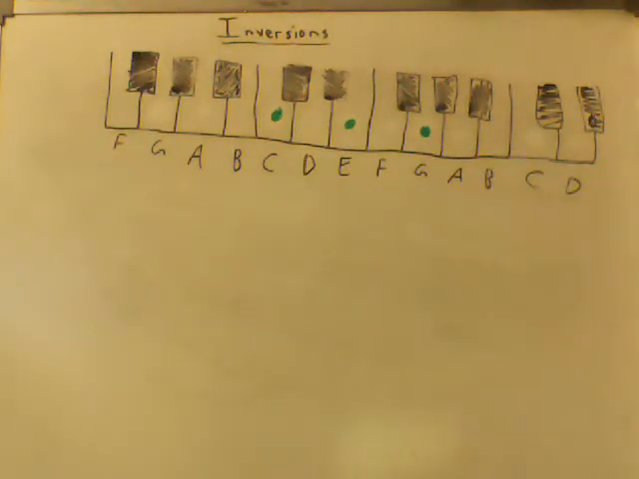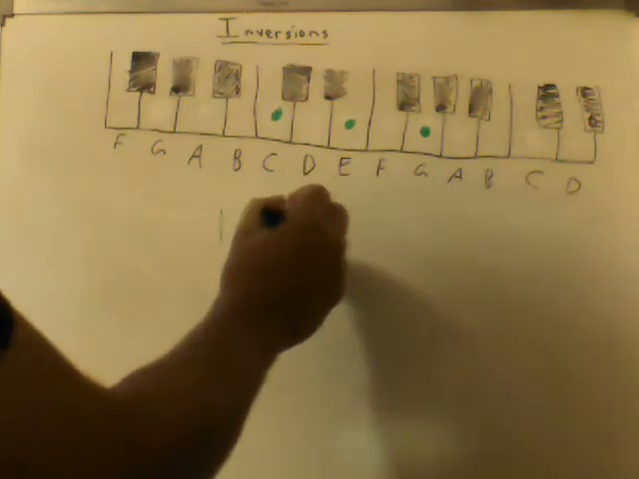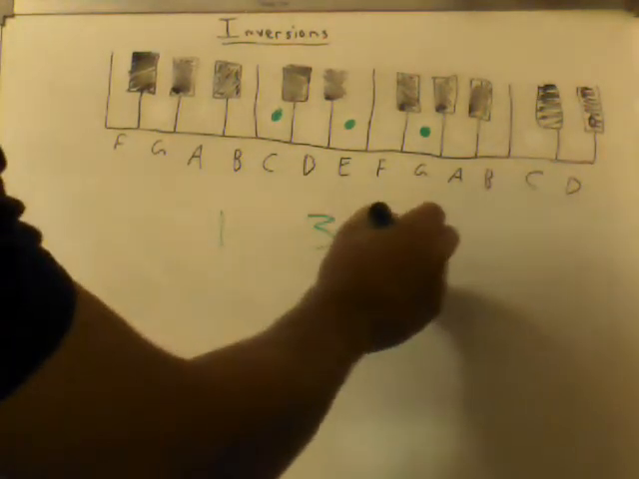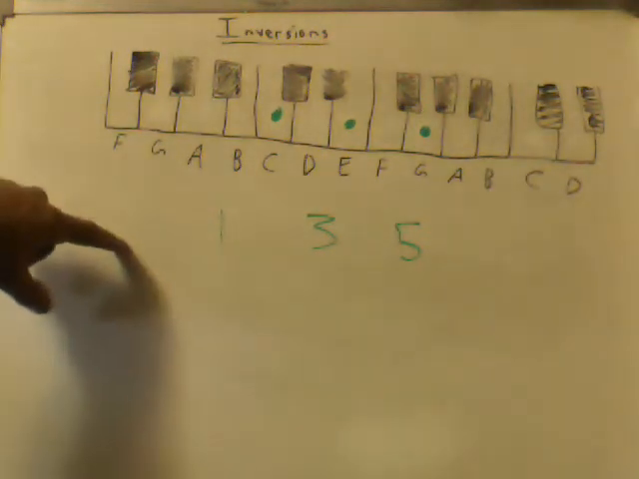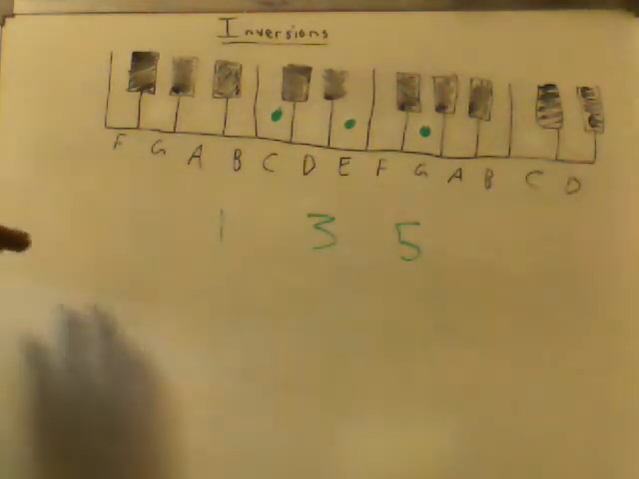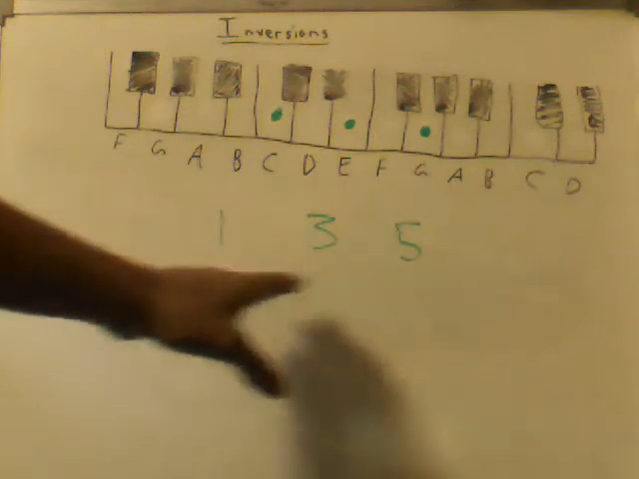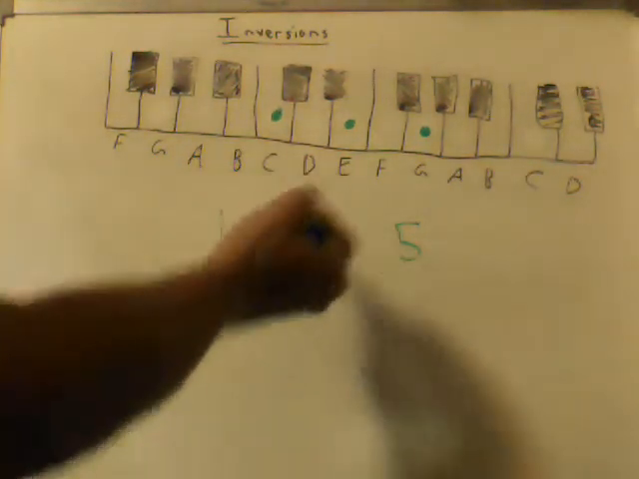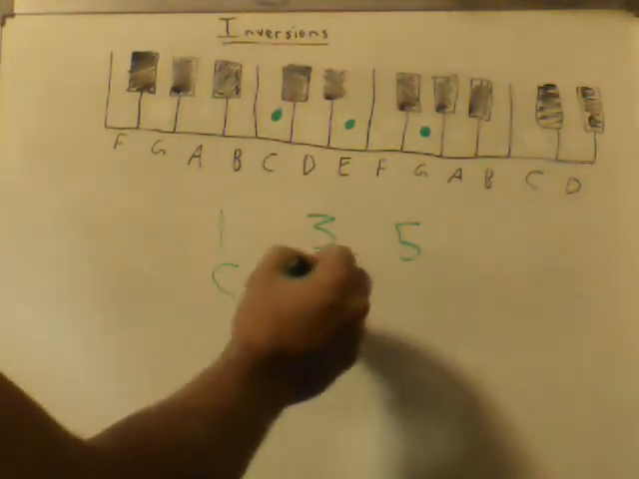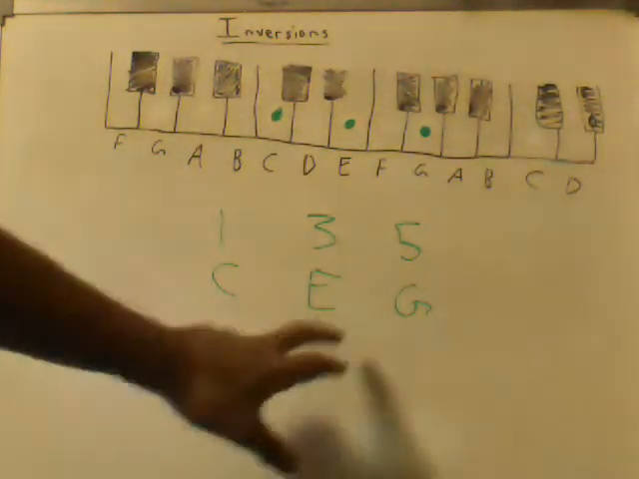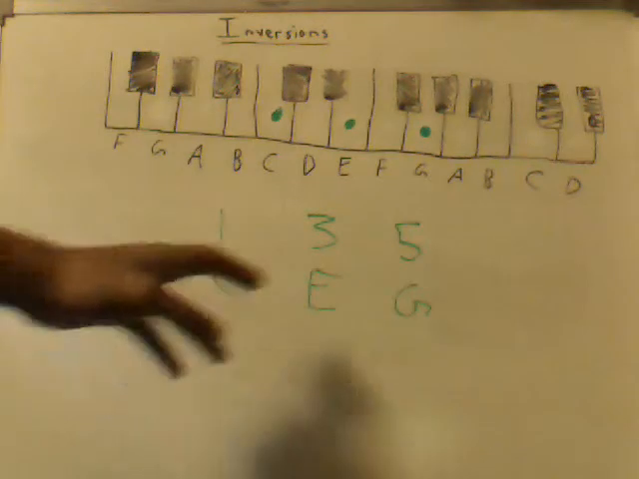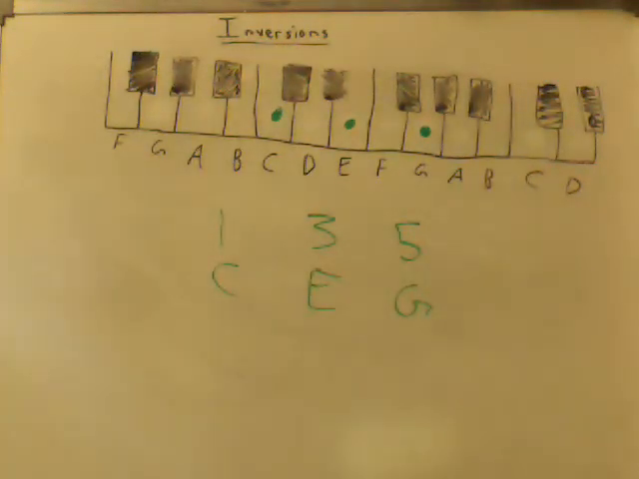But when we talk about inversions, what we're going to be doing is taking either the third or the fifth, and we're going to make one of those two the lowest note in the chord. It's still going to be the triad. Like for example with C, C, E, and G, it's still going to be a C major chord. We're just going to have one of these two as the lowest note of the chord.